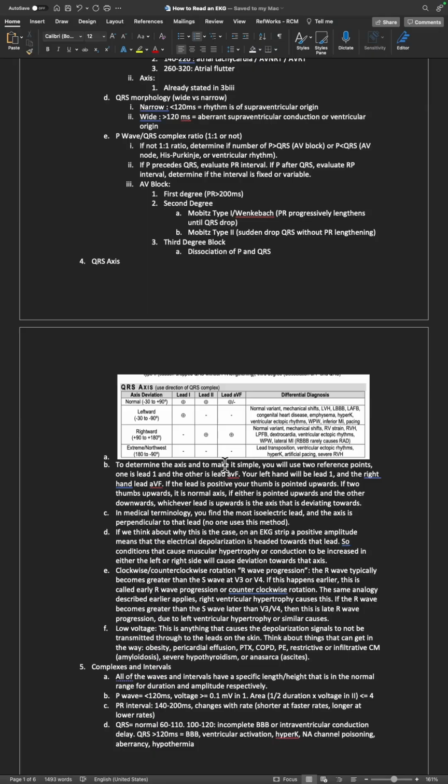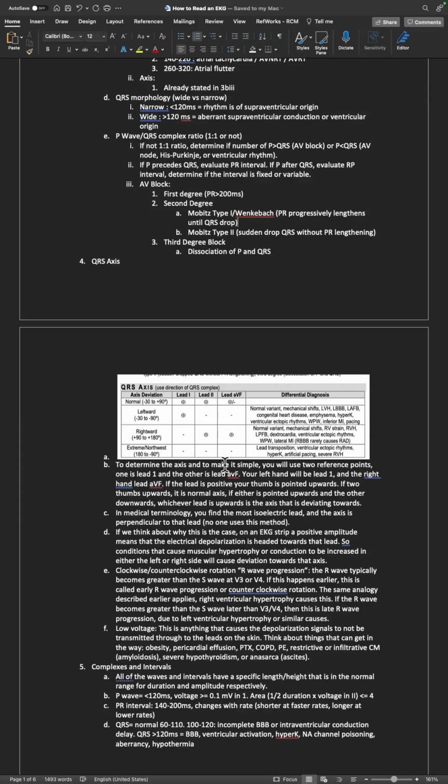Then your left, it's a leftward axis. Now let's say lead AVF is positive and lead 1 is negative. Then this is a rightward axis. And when they're both downwards, that means this is an extreme or northwest axis. And this is in very rare cases.